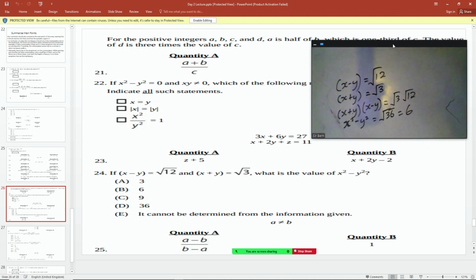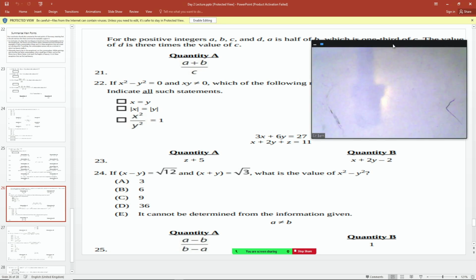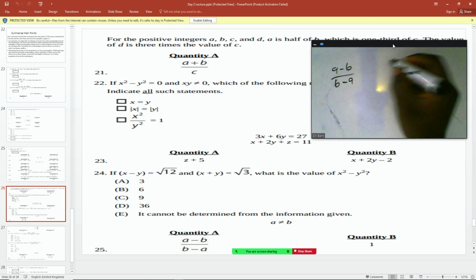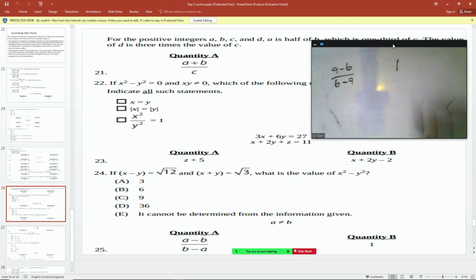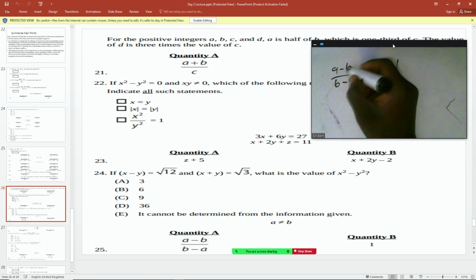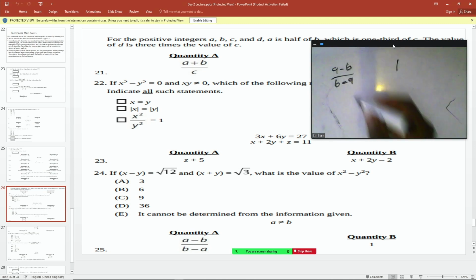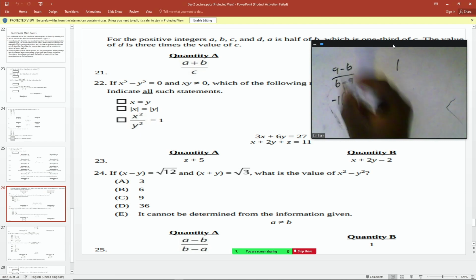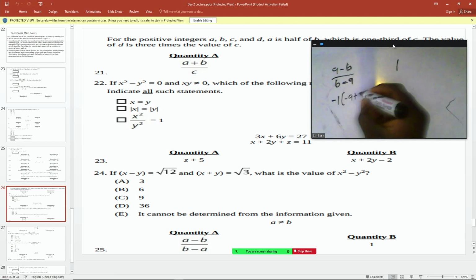Moving on to 25. With 25, we are looking at this. They are saying that a is not equal to b. Quantity A has a minus b divided by b minus a, then quantity B is 1. We are comparing these. It's either you factor out -1 from the numerator or from the denominator. If you factor -1 from the numerator, we have -1 times minus a plus b.